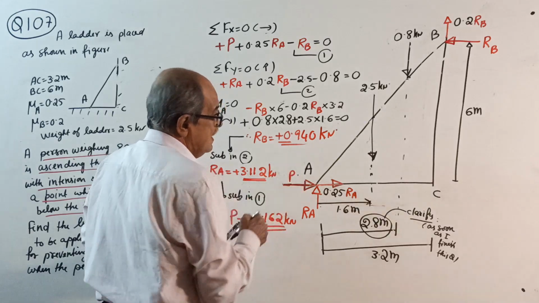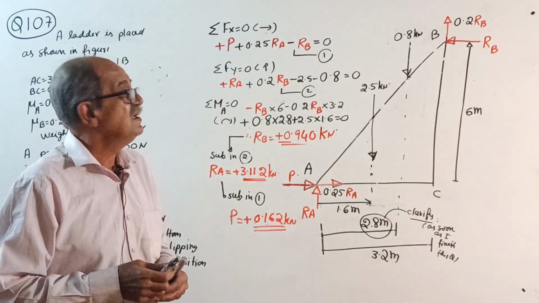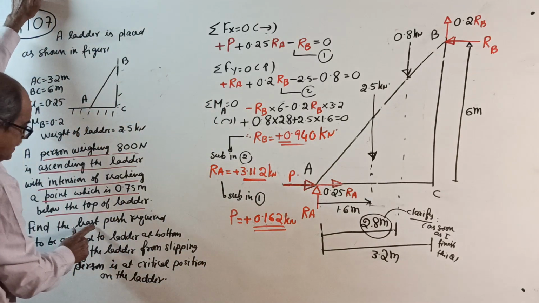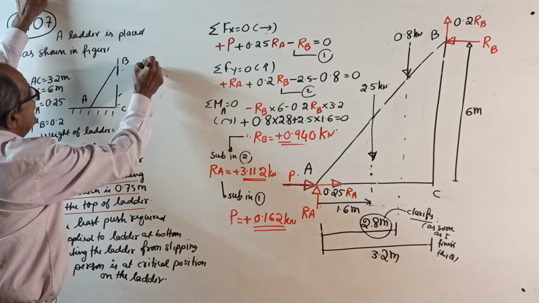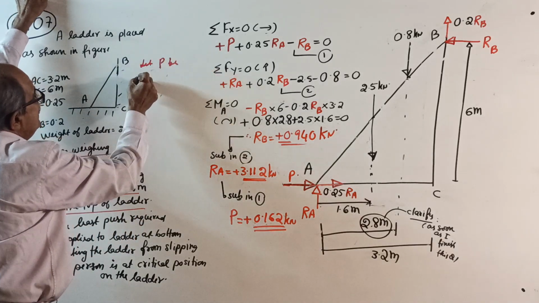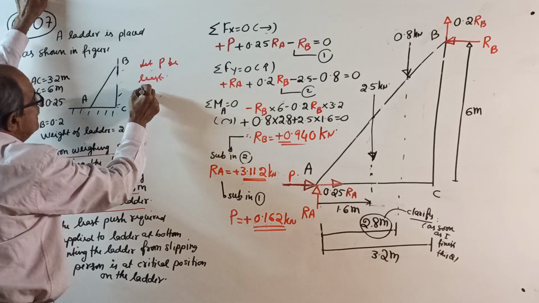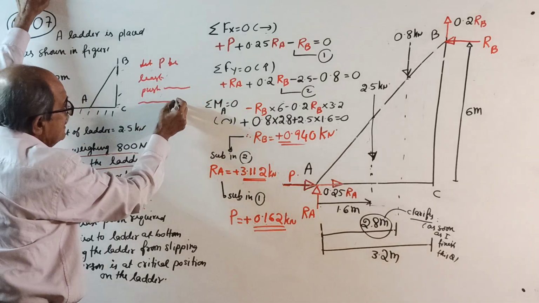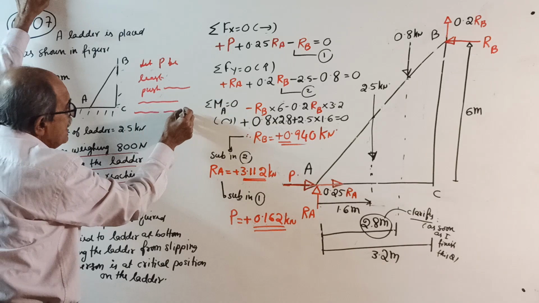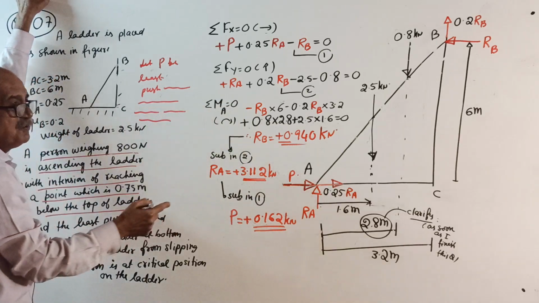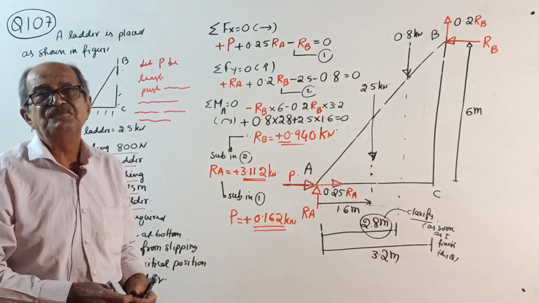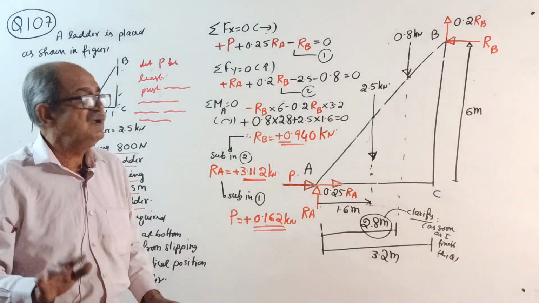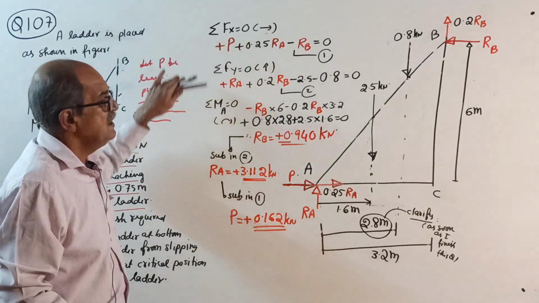One thing forgotten: you have to write one statement. I forgot to tell the statement. When you solve what they want in the question, find the least push required. So let P be the least push required to the ladder at the bottom to prevent the person from falling down, or to prevent the ladder from slipping. Okay, now start. The preliminary part, you do it.